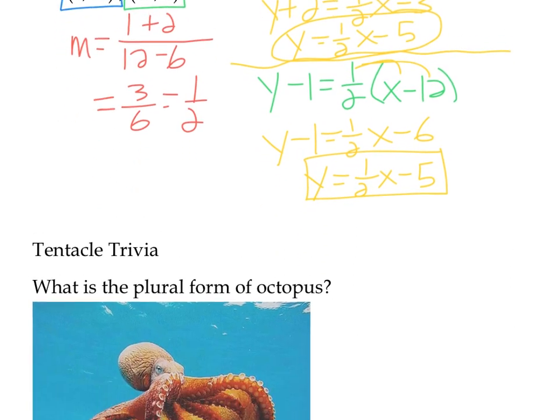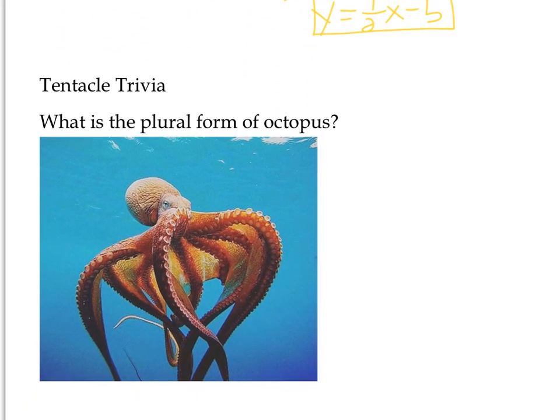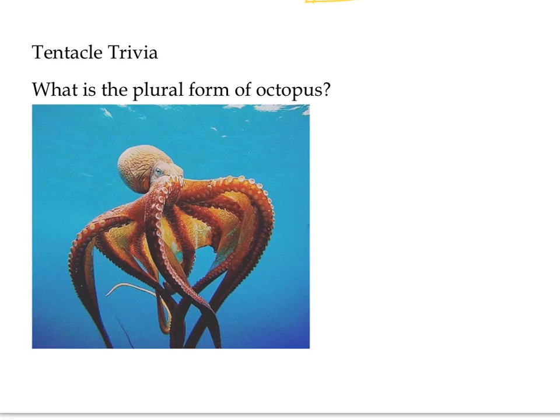Let's take a little break here for some tentacle trivia. What's the plural form of octopus? You'll often hear people use the word octopi. It's actually not correct. Octopi would be the plural form if you had a Latin word, not a Latin verb, a Latin word. But octopus is derived from Greek. So the Greek plural is octopuses. So that's something you may hear often that is mispronounced, octopi, but octopuses, because it comes from Greek, is the actual correct plural form of octopus.